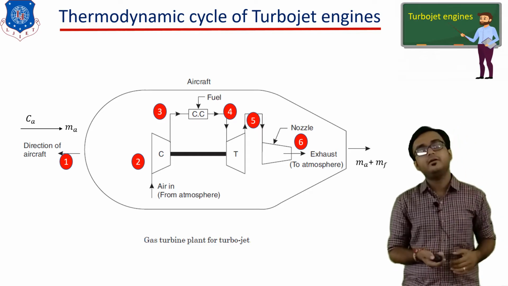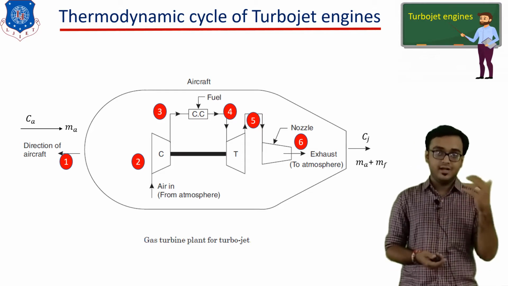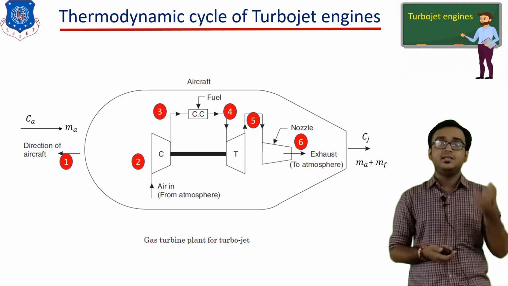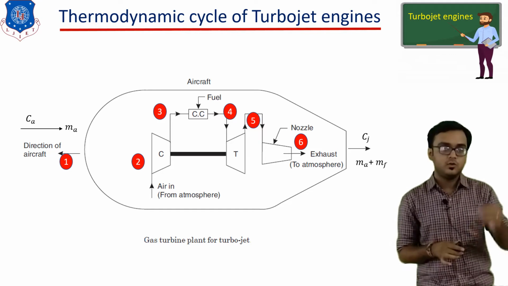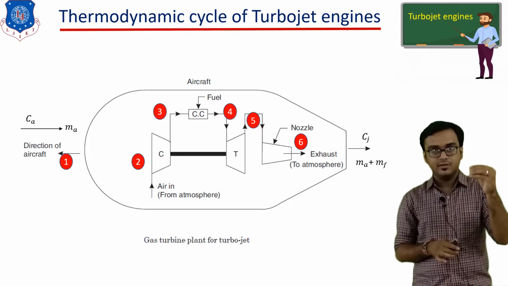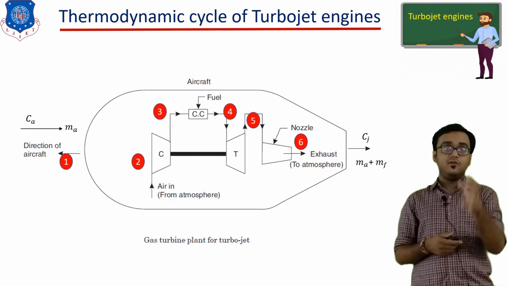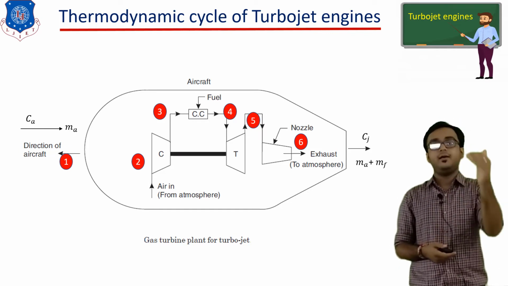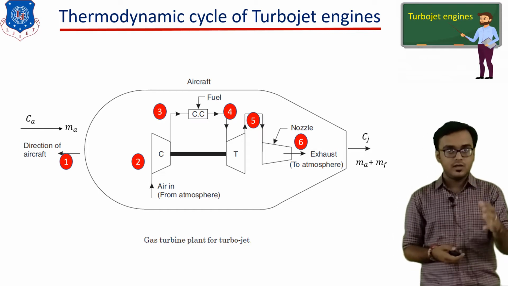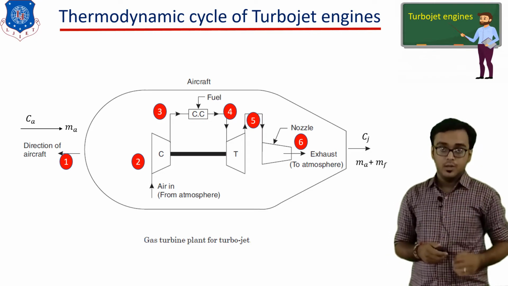The total mass Ma plus Mf leaves the jet engine with a certain velocity. Let's say this velocity is Cj for simplicity, to derive some of the equations. So at the inlet the mass is Ma, coming with velocity Ca for the diffusion, while at the outlet the total mass is Mf plus Ma, leaving with velocity Cj in order to propel the vehicle, or aircraft. Now, based on this fundamental, I would like to develop certain relationships which are used to analyze the performance of the turbojet engine.